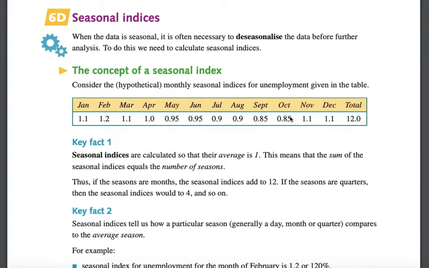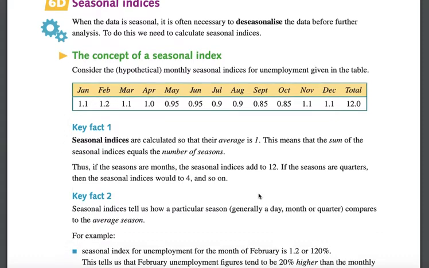If there are 12 months in the year, it's going to add up to 12. It has to. If there's 7 days, the total is going to be 7. If they do quarters, it's going to be 4. So the seasonal indices have to add up to how many seasons there are. In this case, there's 12 months. And that's what they go through in this first part here.